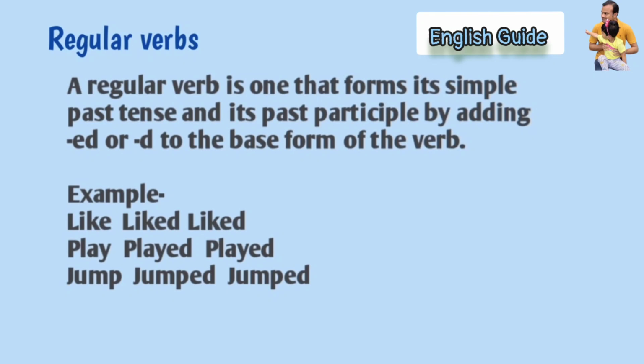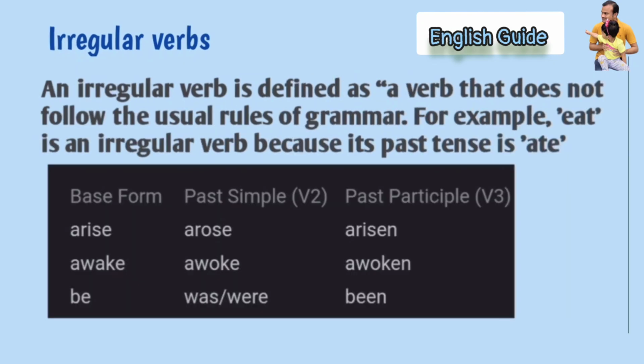Even the past participle is also the same: liked. So play, we added ed and created the past and past participle, played. Jump, we added ed and created past and past participle, jumped and jumped. So it is very easy to understand what regular verbs are.